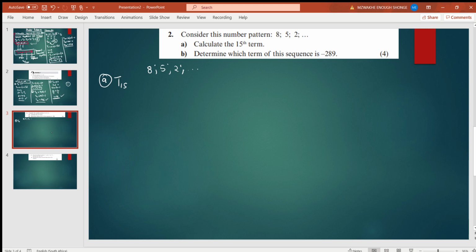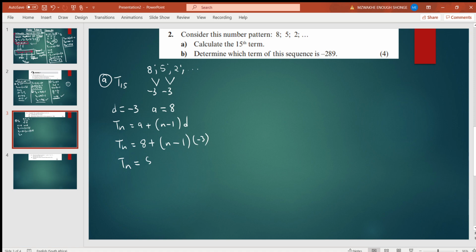So you say, what's the common difference? You will say 5 minus 8, which is negative 3, and then 2 minus 5, which is negative 3. Therefore, this is an arithmetic sequence. So you say d equals minus 3, and our a equals 8. Therefore, Tn equals a plus n minus 1 d. Tn equals 8 plus n minus 1 times minus 3.